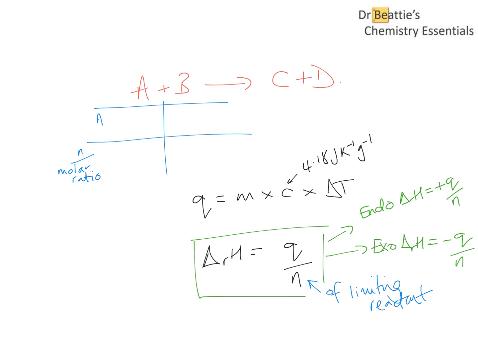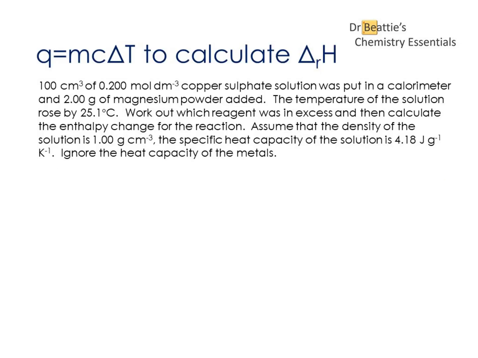So let's put some of these principles in action. So looking at this question here, we've been told that we have a reaction between copper sulfate and magnesium. And then we've been given some other data of the temperature rise, delta T. We've been told that we've got this amount of magnesium powder, 2 grams, and that we've got this volume and this concentration of copper sulfate. So lots going on. So we're going to have to work out which reagent is in excess and calculate the enthalpy change delta RH for the reaction.